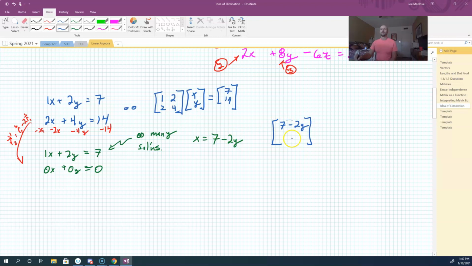What do I know about y? Well, I don't know anything about y, so y could be anything. y could be y for all I know, right? Some of the time we'll have choices for free variables. I'm going to tend to leave them. Some books like to sub a t in here. Doesn't matter too much to me.